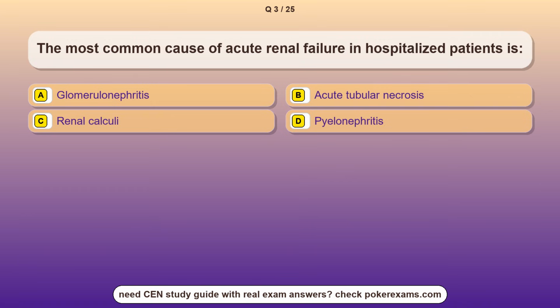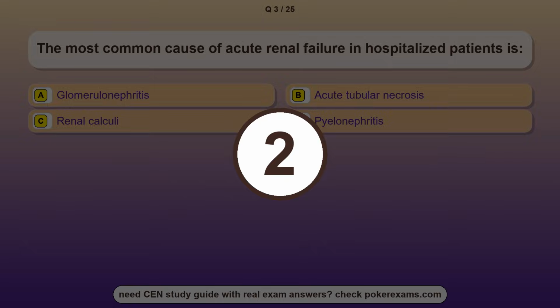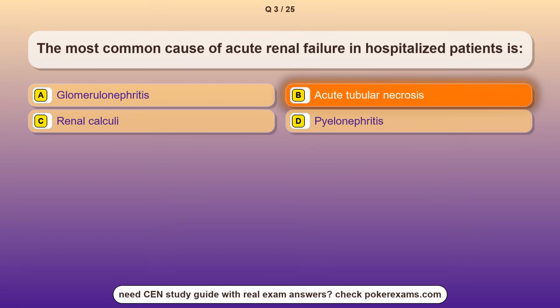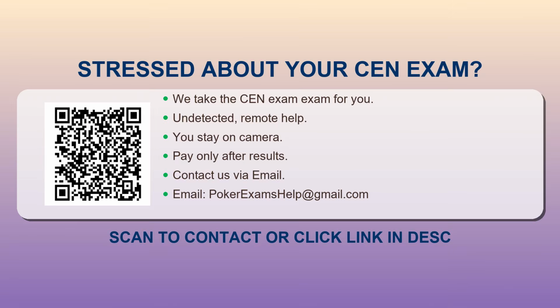Question 3. The most common cause of acute renal failure in hospitalized patients is: Option A. Glomerulonephritis. Option B. Acute tubular necrosis. Option C. Renal calculi. Option D. Pyelonephritis. The correct answer is option B. Acute tubular necrosis.